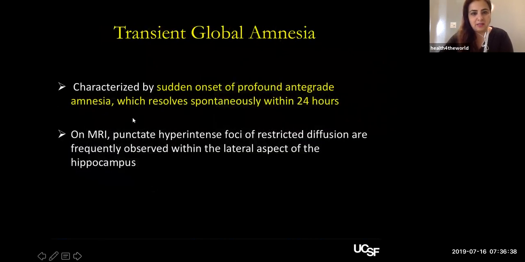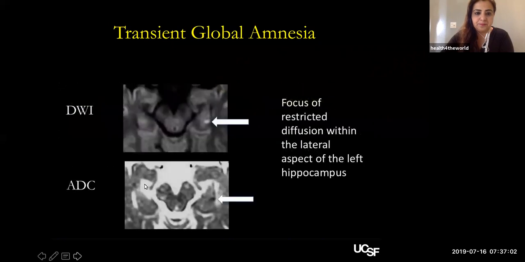This is a very nice entity, really good for radiologists to know, because it's very classic. It's one of the board questions which we test here in the US. The patient presents with sudden onset of profound anterograde amnesia, which goes away within 24 hours. On MR, we see a punctate hyperintense focus of restricted diffusion in the lateral aspect of the hippocampus. Right here, we see a focus of restricted diffusion in the lateral aspect of the hippocampus. So this is a patient with transient global amnesia.